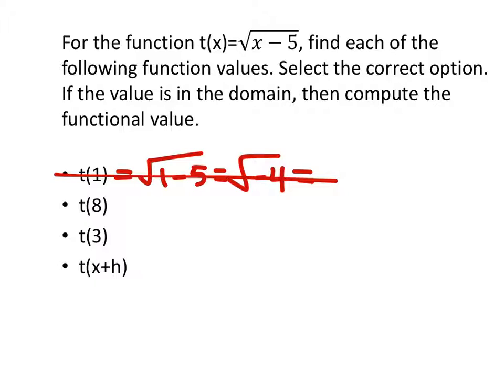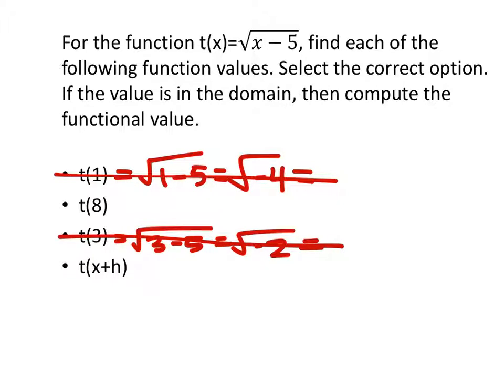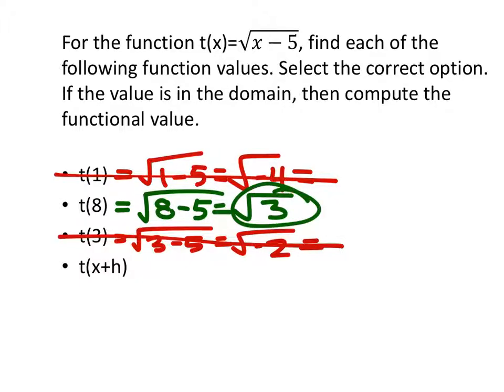What about t of 3? And yes, I did skip that on purpose. The square root of 3 minus 5 is the square root of -2. Again, that's not real either. So what about t of 8? Oh, okay, let's try that one. 8 minus 5, that's the square root of 3. Okay, that's good. Can't really simplify that right now. We could turn it into a decimal, but it's an irrational number because 3 is not a perfect square.